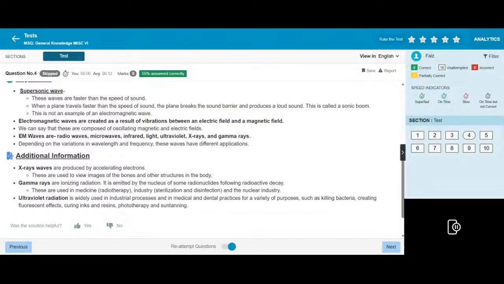X-rays are produced by accelerating electrons. These are used to view images of bones and other structures in the body. Gamma rays are emitted by the nucleus of some radionuclides following radioactive decay. These are used in medicine, radiotherapy, industry, sterilization and disinfection, and the nuclear industry. Ultraviolet radiation is widely used in industrial processes and in medical and dental practice for a variety of purposes such as killing bacteria, curing inks and resins, phototherapy, and sterilizing.